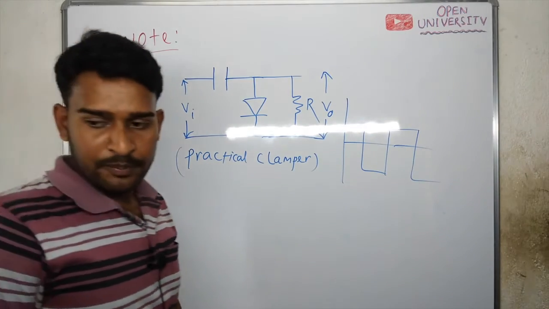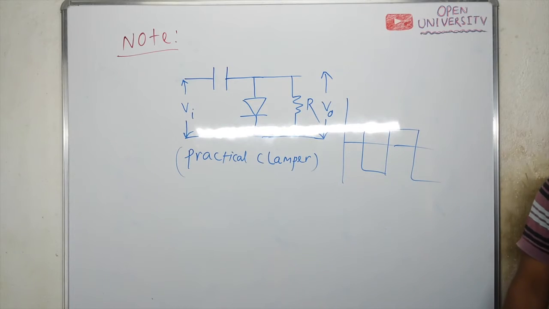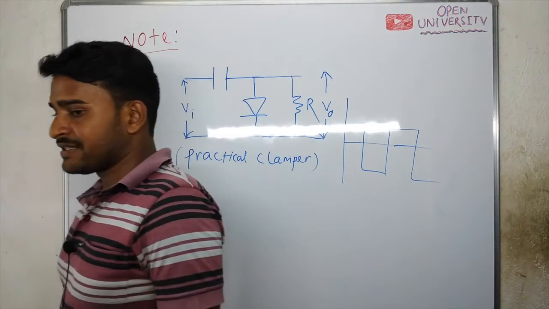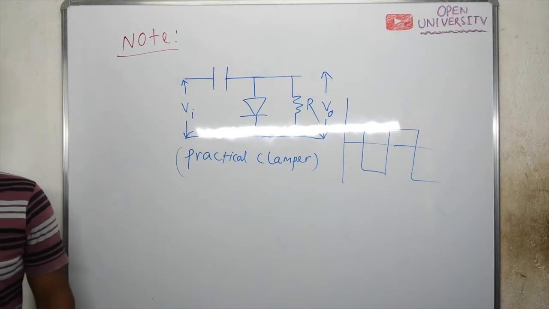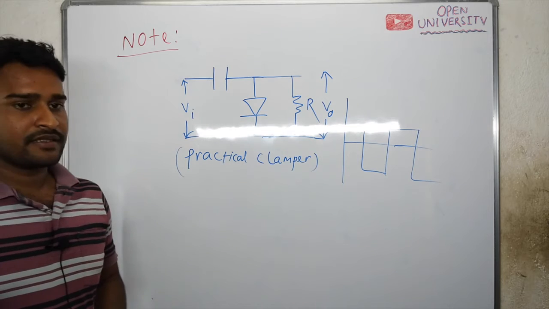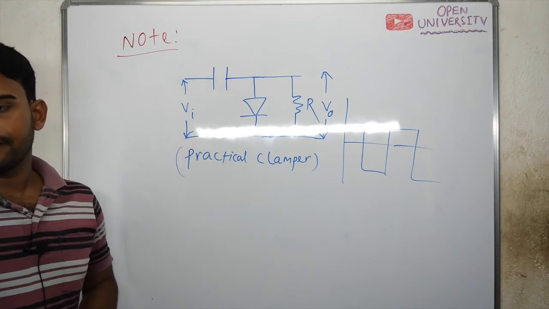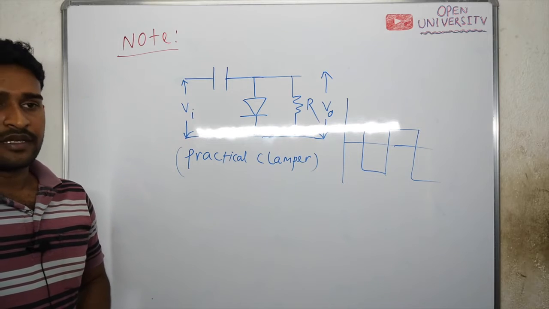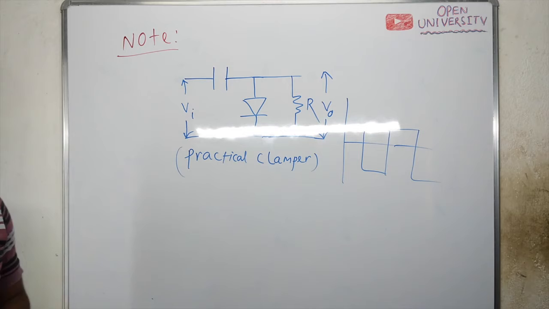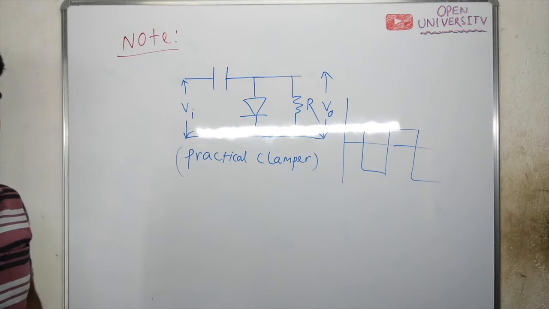Write down one point. In an ideal clamper, the capacitor does not have a discharge path. Hence the capacitor voltage cannot decrease, even when the peak input is reduced.